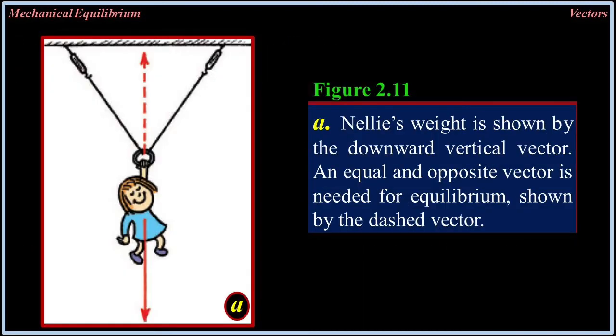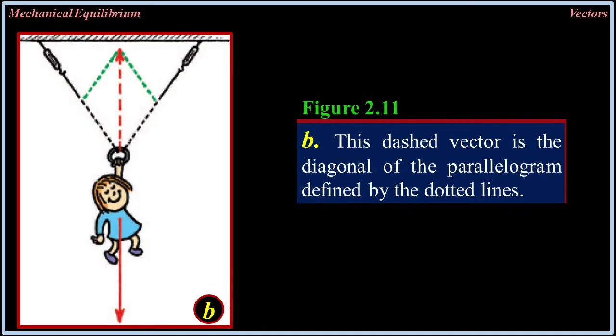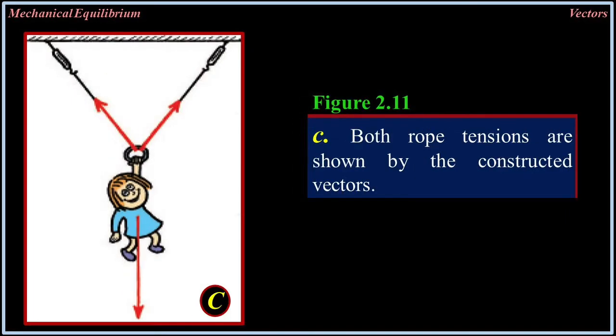All right, here's A. Nellie's weight is shown by the downward vertical vector. An equal and opposite vector is needed for equilibrium, shown by the dashed vector. B, the dashed vector is the diagonal of the parallelogram defined by the dotted lines. Very curious. And then C, both rope tensions are shown by the constructed vectors.